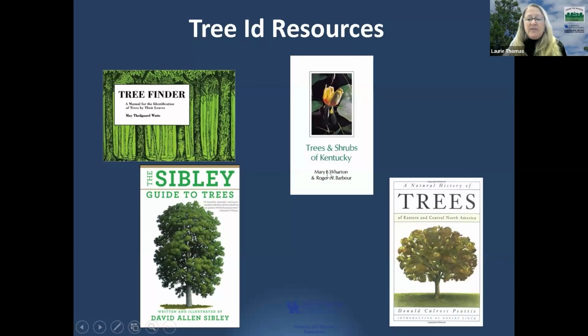Now, Trees and Shrubs of Kentucky is a great one. It's going to show you that tree all through the seasons. And these are specific to Kentucky and specific information about them in Kentucky. And then this is a great one, just the natural history of trees, talks about the ethnobotany, how this tree has been used in the past and whatnot. And so just some real good tree resources. So check some of those out.